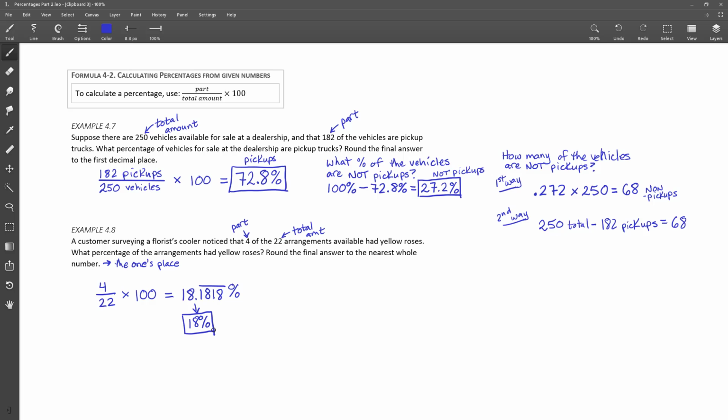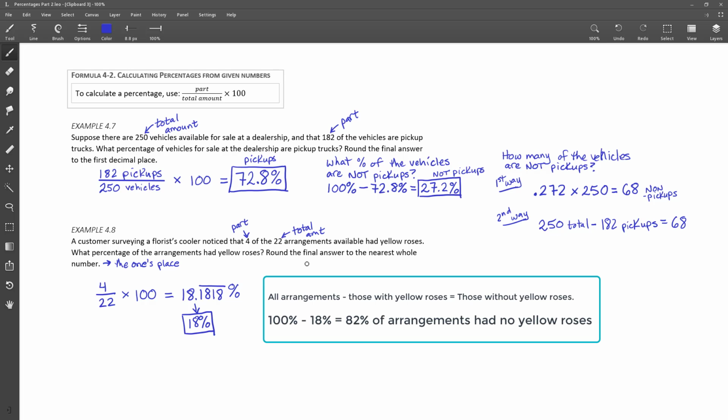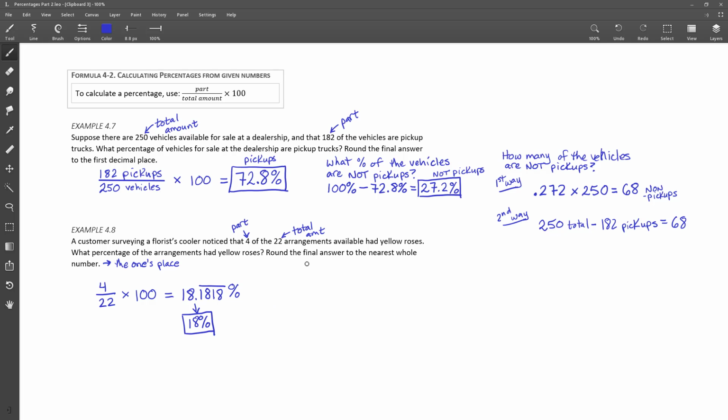20% is 1/5. We could go through the same exercises we did in example 4.7. Here, the percentage of arrangements that do not contain yellow roses would be the remaining percentage after taking out the 18% that had. So that would be 82% of the arrangements did not have yellow roses. So if you're looking for yellow roses in your arrangements, this florist is not going to have a whole lot of choice, although 4 arrangements does provide some variety.